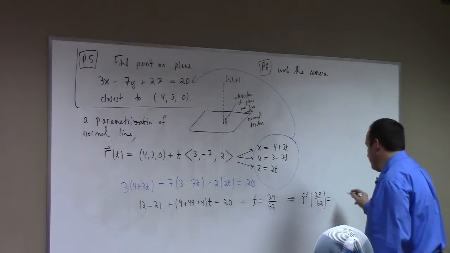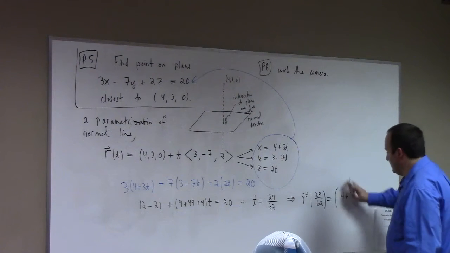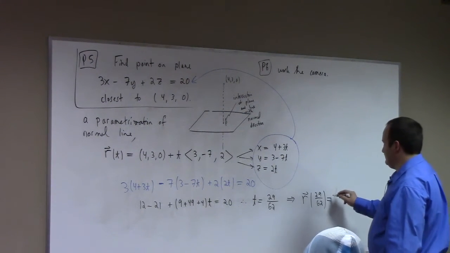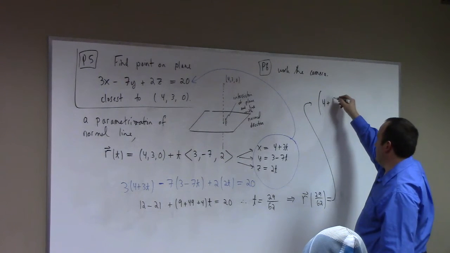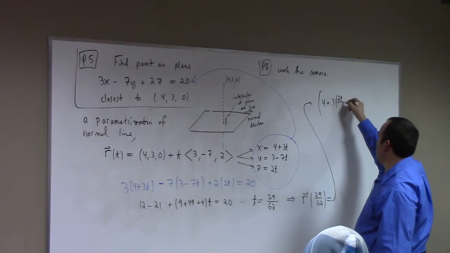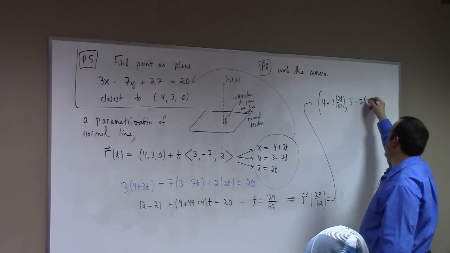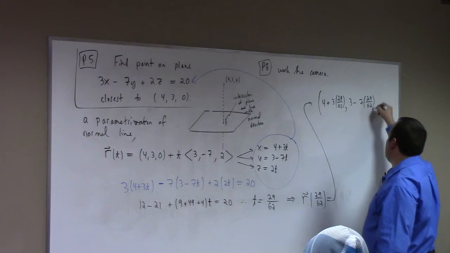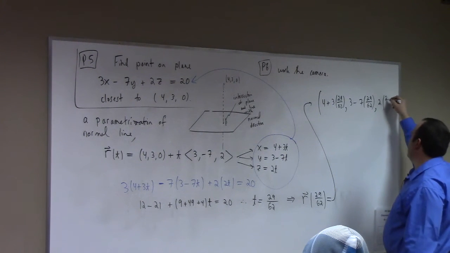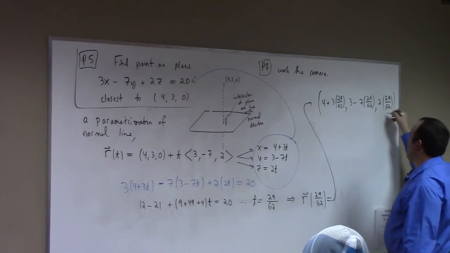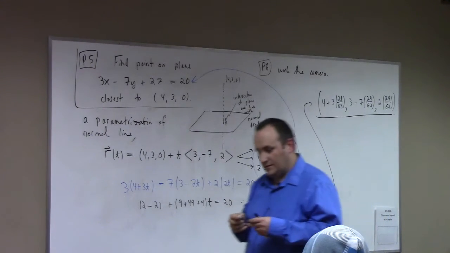right, which would be 4 plus 3, I can't write it here. So the closest point should be (4 plus 3 times 29 over 62, comma, 3 minus 7 times 29 over 62, comma, 2 times 29 over 62). There you go. That, folks, would be the closest point on the plane to that point off the plane.